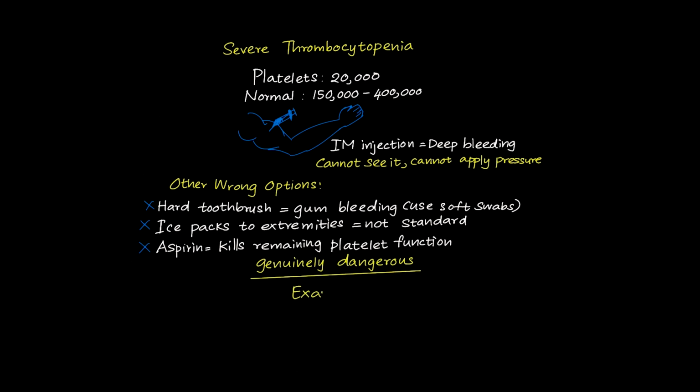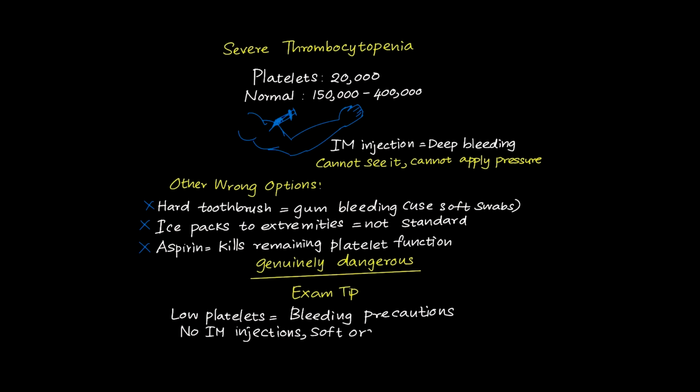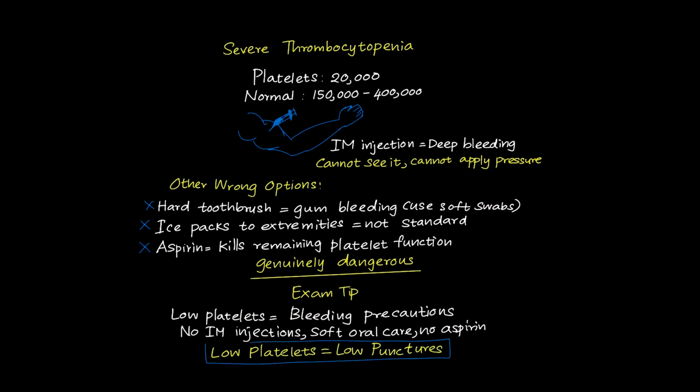Here's a WGU D455 exam tip for you. When you see a critically low platelet count, think bleeding precautions. Avoid IM injections, use soft oral care, avoid aspirin and other antiplatelet agents. Quick recall hook: low platelets equals low punctures. No needles deep in muscle.